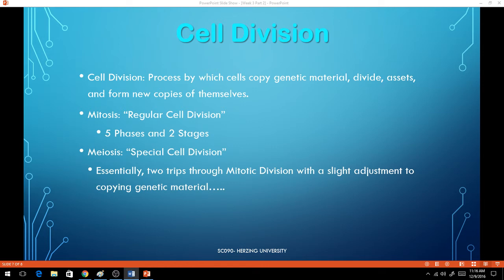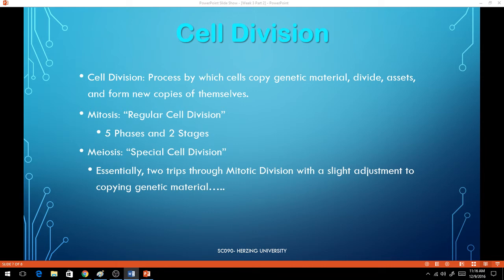So many cells need to be replaced due to old age. You've got cells that you start with and eventually wear out and are replaced. Think about your skin. Your skin is constantly turning itself over. In other cases, we need to replace cells that are lost or killed through injury. This is where cell division comes in.